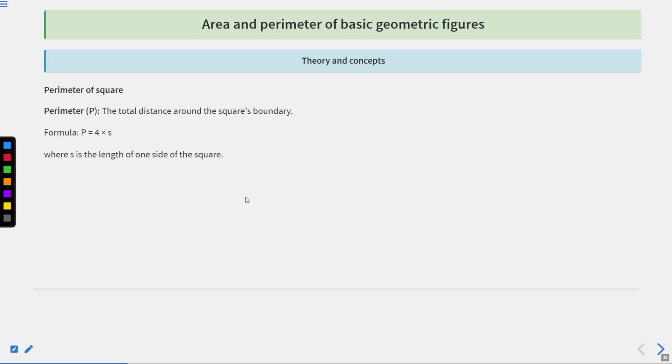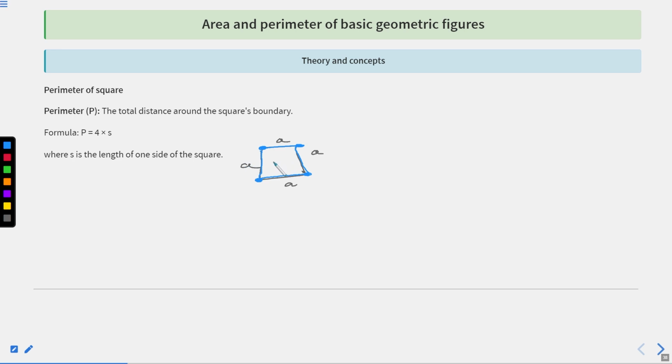And perimeter of a square, the total distance around the square's boundary. So what is the perimeter? The total distance around the square boundary. So this is A, this is A, this is A, this is A. So if I'm standing here and go this side, how much distance did I cover? A centimeter. If I travel along this line, again I cover a centimeter. If I go from this to this, again I cover a centimeter. And if I reach back here, again I cover a centimeter.